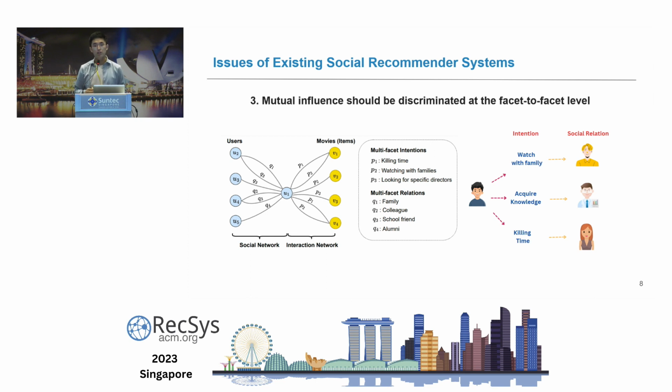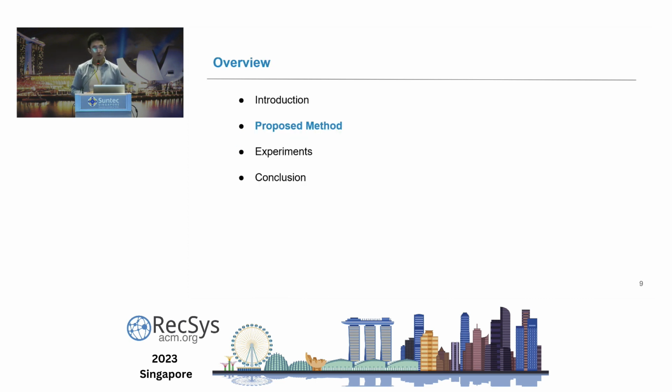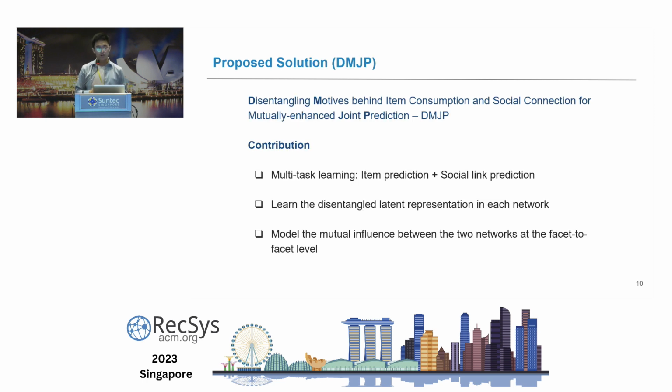But when he wants to pick a movie to, say, gain some knowledge, he might ask a colleague at work. So this suggests that different social relationships can have different extents of influence on the user's consumption intention and consumption preference under different intentions.